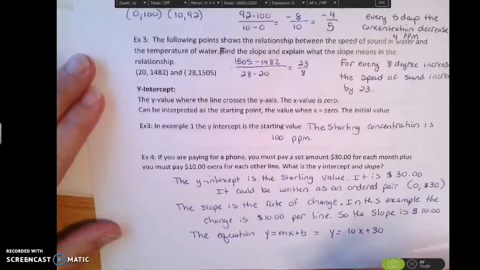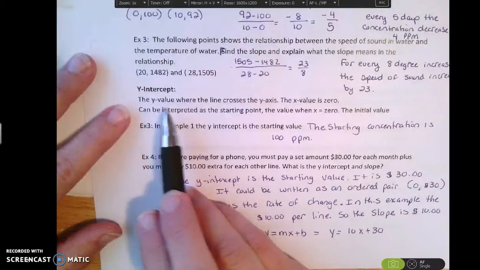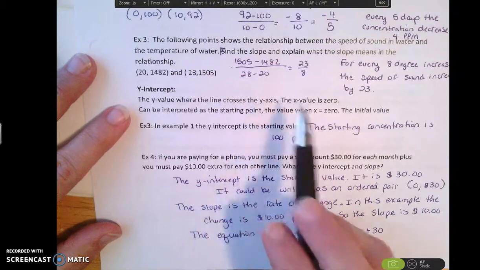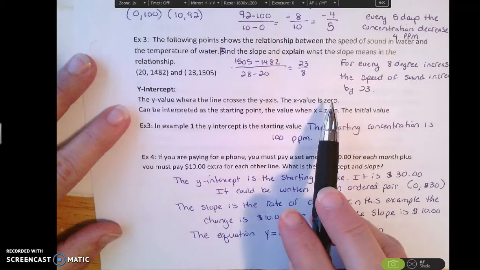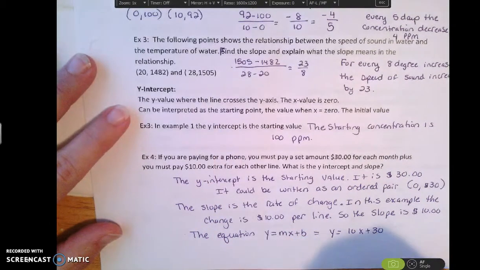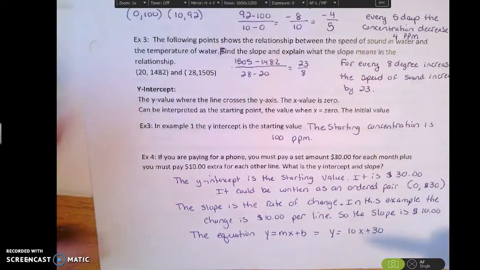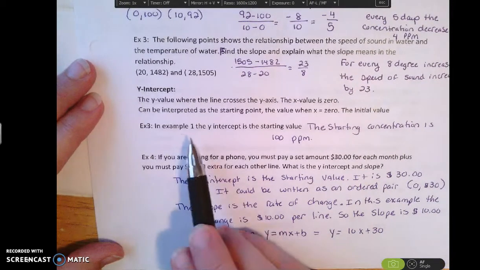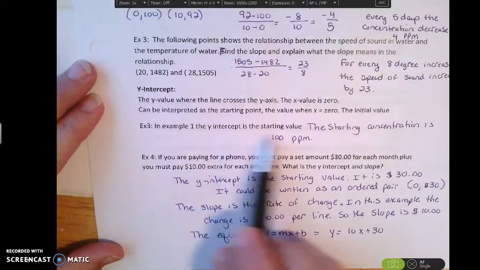Alright, this section also talks about the y-intercept, and the y-intercept is where the line crosses the y-axis, or where the x value is 0. So it can be thought of as the starting point of the graph, or the value where x is 0, or the initial value. So this gets a little bit tricky sometimes, and we'll look at that in section 5.3.